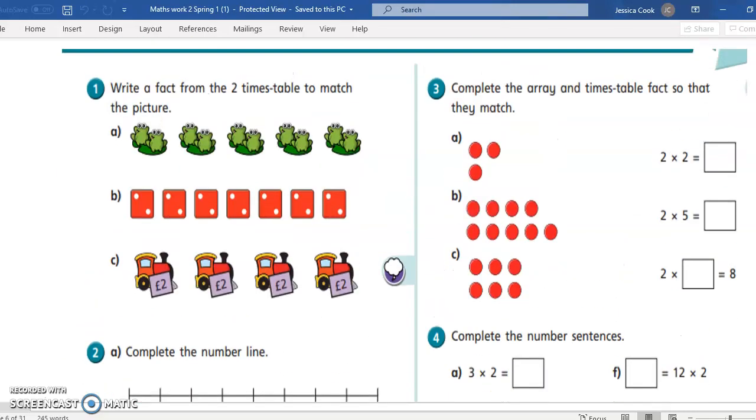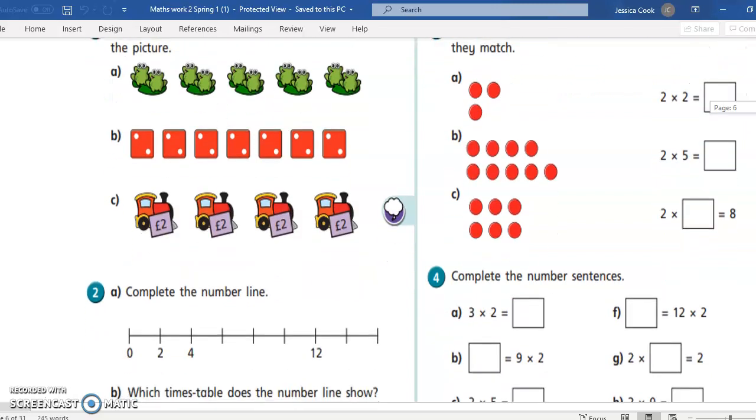Question 3, complete the array and the times table facts. I'm going to let you get on with that because you've done some really good array work here before. So I'm going to let you just get on with that because I think you're all going to be amazing at it. Okay.